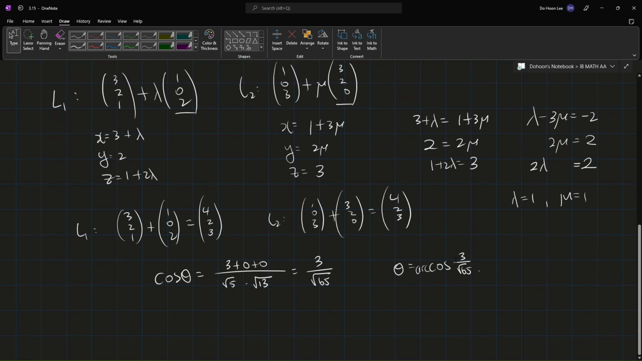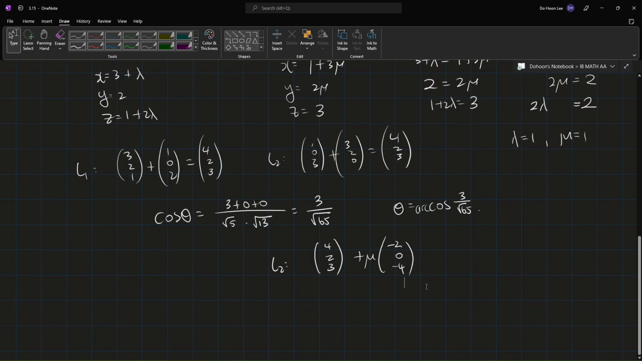Let's try another example now with L1 as the same value, and this time L2 will be different. Let's try L2 this time as (4, 2, 3) plus mu (-2, 0, -4). And let's do the same thing. So I'm going to change this into the parametric form. x equals 4 minus 2 mu, y equals 2, and z equals 3 minus 4 mu.